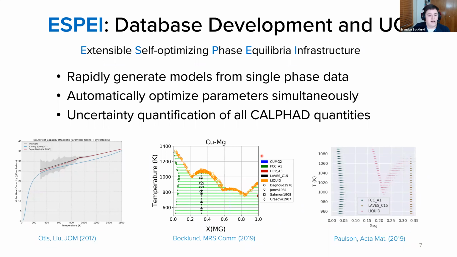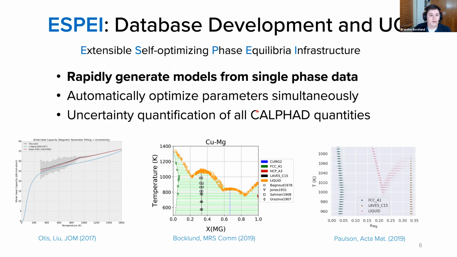And so what ESPEI does in a nutshell is basically these three things. So first, you can rapidly generate models, so thermodynamic CALPHAD models from single phase data. And then you can optimize those models using a Markov chain Monte Carlo simulation, updating all of your initial parameters to all of the thermodynamic data available. And then in the process, you can do some uncertainty quantification. And so today we're going to talk about all of these parts. And so first, I want to talk a little bit about model generation from single phase data.